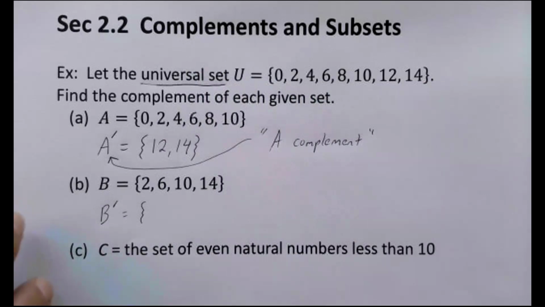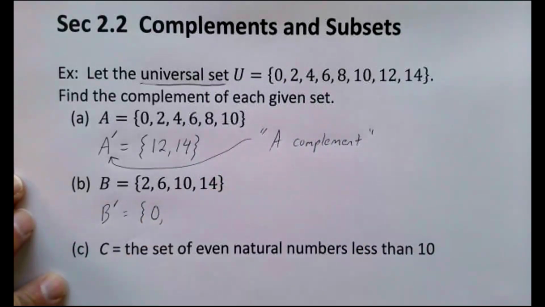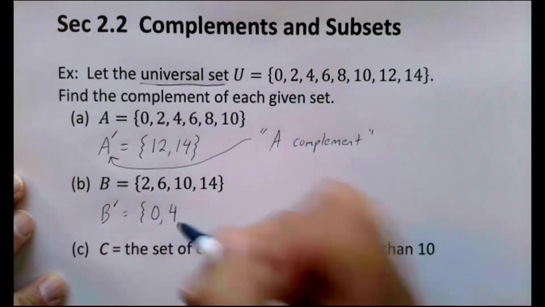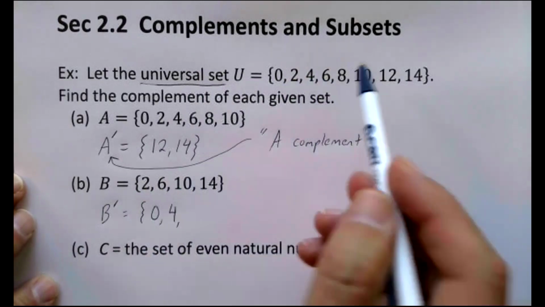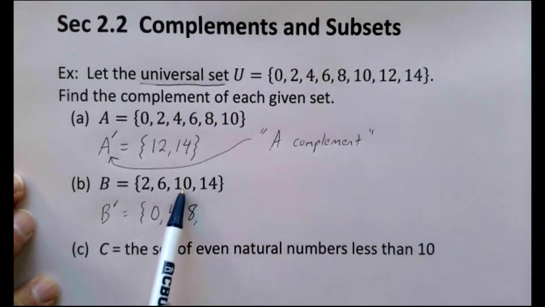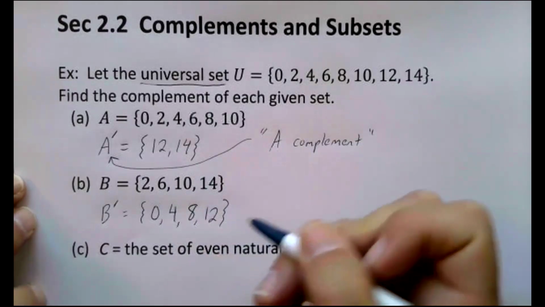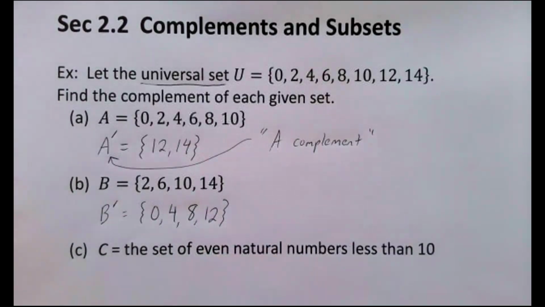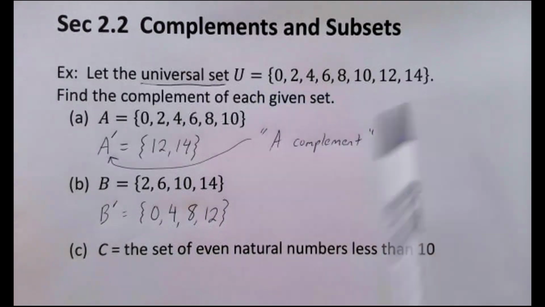So let's talk about everything that's not in set B. Well, 0 is not in set B, so 0 is going to be in B complement. 2 is in set B, but 4 is not in set B, so 4 is going to be in B complement, right? 6 is right there, but 8 is not. 10 is right there, but 12 is not. And then finally 14 is right there. So that's what we call B complement. Notice that B along with B complement should have all of the elements in the universal set.